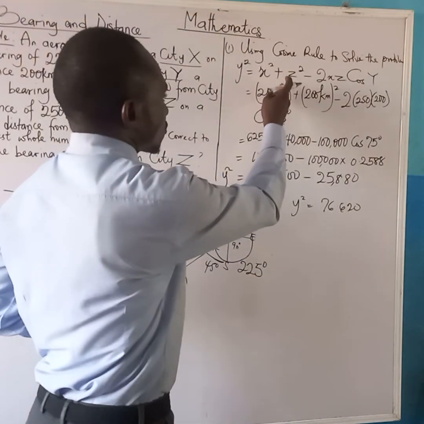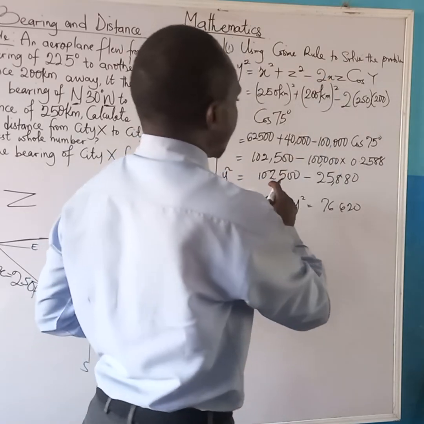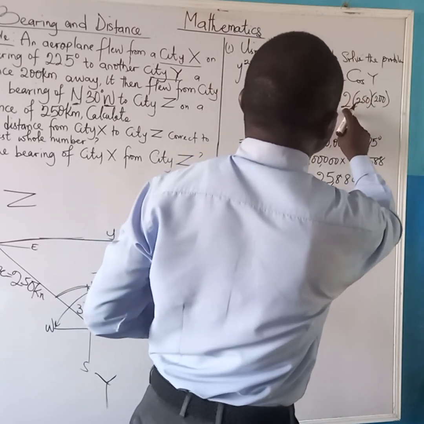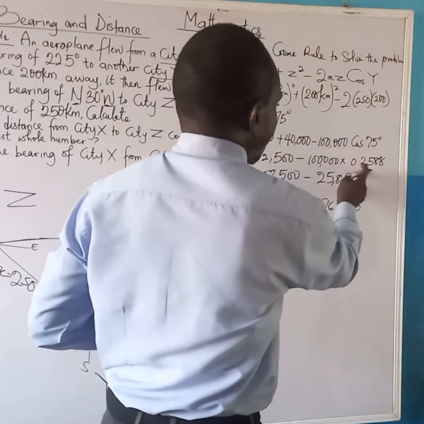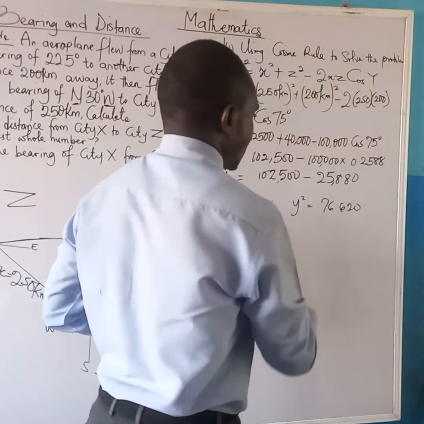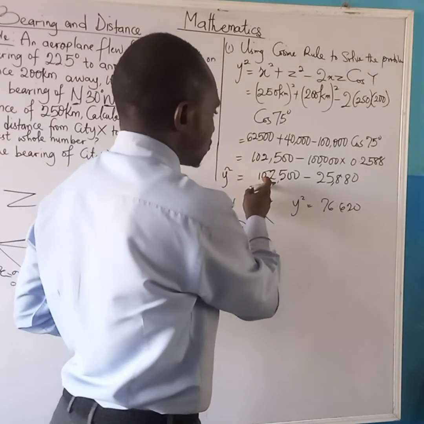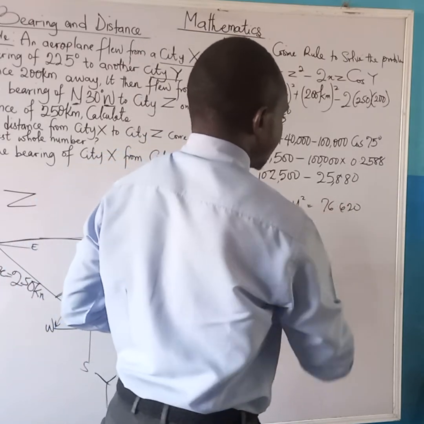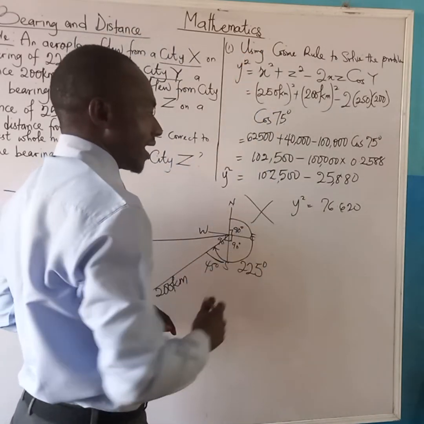So doing that, the square of 250 is 62,500. The square of 200 is 40,000. The multiplication of 2 multiplied by 250 and 200 gives us 100,000. Then cos 75 gives us 0.2588. By multiplying that with 100,000, we have 25,880. Adding this together gives us 102,500. Subtracting this from this, we have 76,620. Note that we are looking for y, and we have y squared.